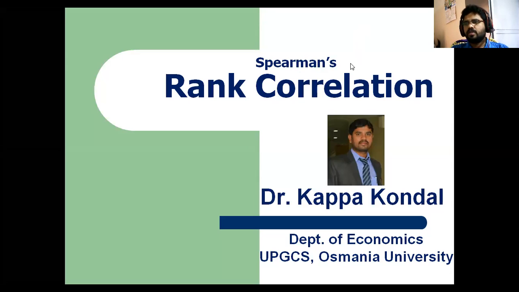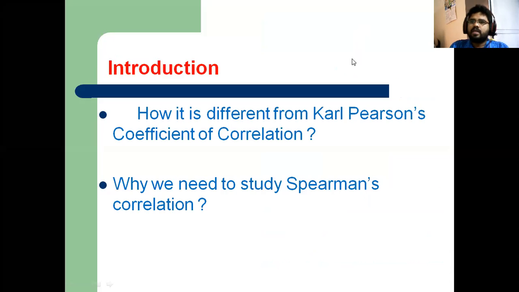Before going to the rank correlation, we need to understand how it is different from Karl Pearson's coefficient of correlation. There is the Karl Pearson coefficient of correlation, so what is the need to study the Spearman correlation? Why do we need to study the Spearman correlation? That is the main thing we need to understand. Instead of the Karl Pearson coefficient of correlation, why do we do this Spearman correlation?